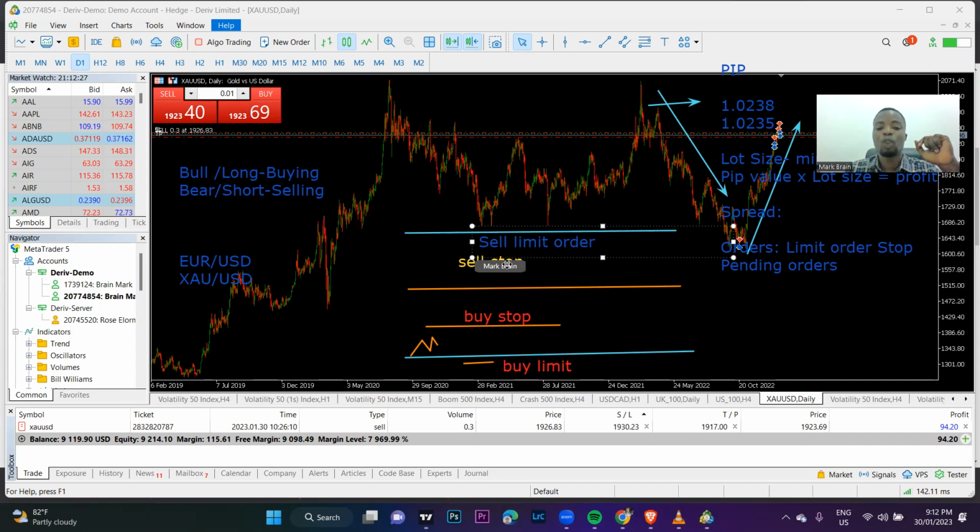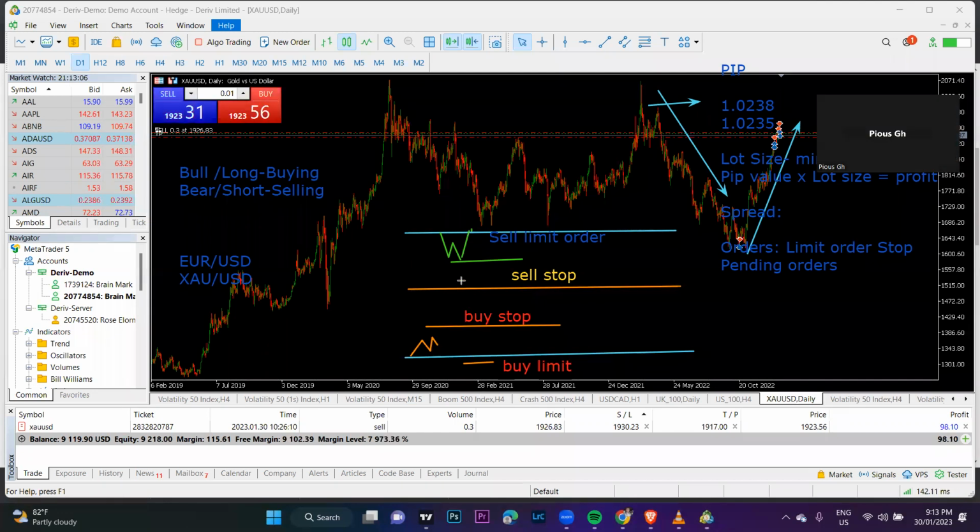Now, the opposite of those two is the sell stop and the sell limit order, right? The sell limit order equally means that, let's say price is currently here, and then per your analysis, price has to come back to this level before selling. So you are going to put your sell limit order above where price is currently. You put your buy limit order below where price is, and you put your sell limit order above where price is.